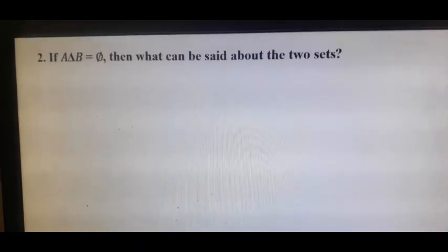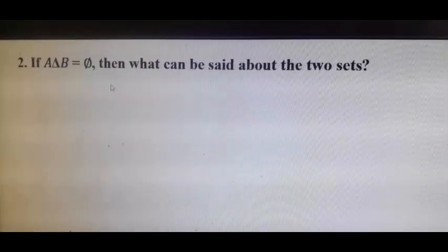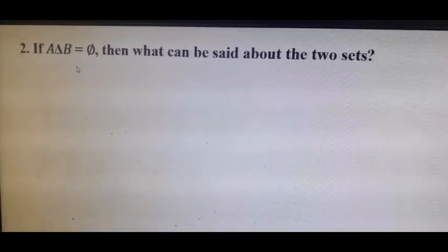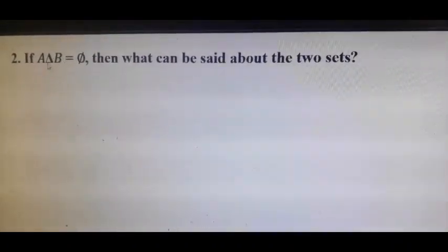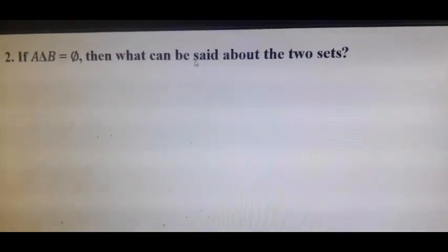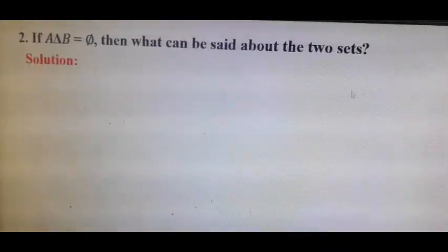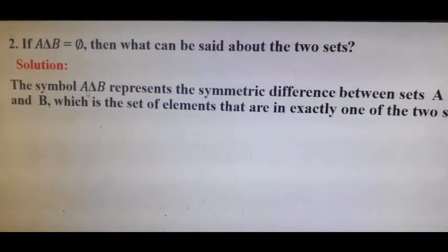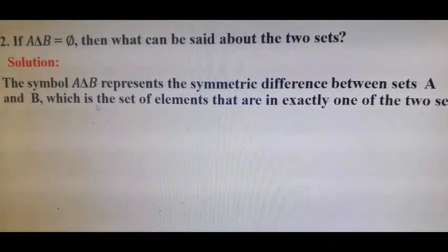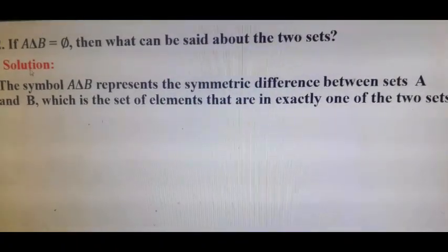Number 2, if A delta B is equal to empty set, then what can be said about the two sets? Amma A delta B yookaan immoo caalmaa symmetric A fi B tuuta duwwaa yoo ta'an A fi B fi tuuta lamaan kanaaf maal jennaan kan jedhu, we can say the symbol A delta B represents the symmetric difference between set A and B, which is the set of elements that are in exactly one of the two sets.